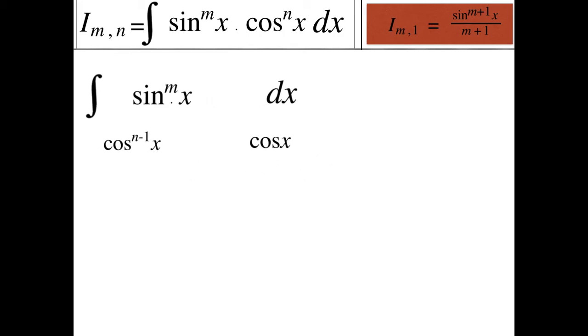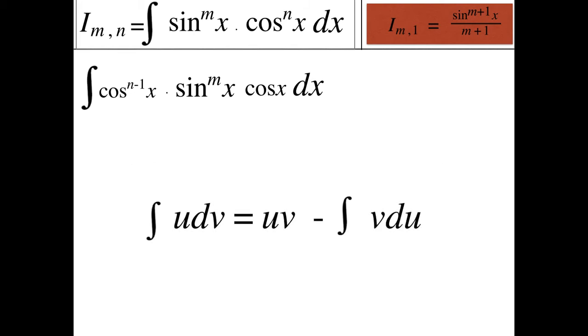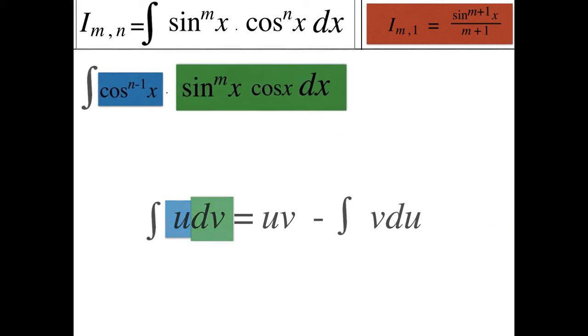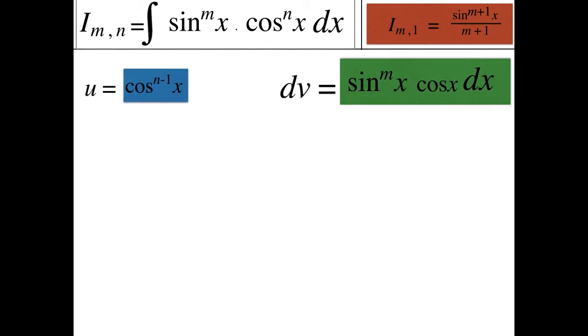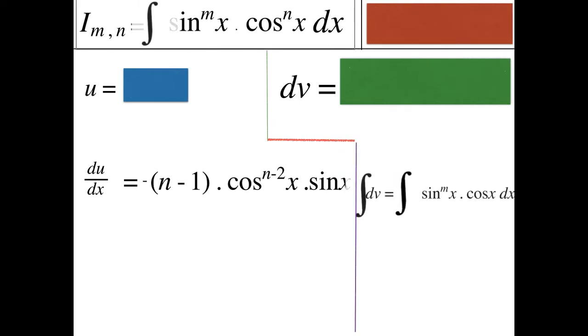Okay, now let us solve this. Now what I'm going to do is show you the integration by parts once again. Over here, what is u? Now I'll substitute u as cos^(n-1) x and dv as sin^m x cos x dx. Now we have already used the trick before as well. What I'm going to do is take the derivative of u, and after we use the chain rule, we'll get this. And after we integrate dv, we'll get v, right?